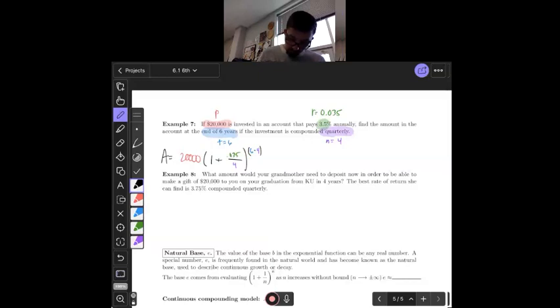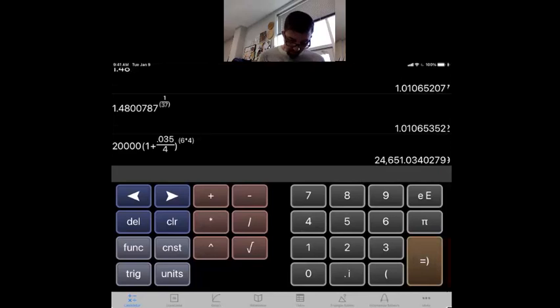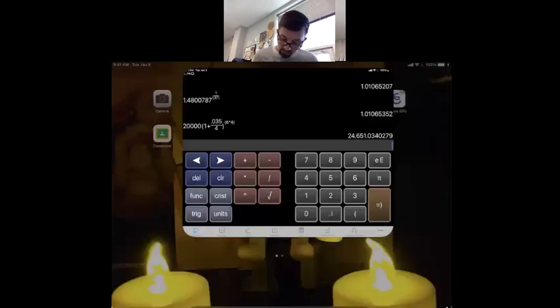20,000 times, parentheses, 1 plus 0.035 divided by 4, close those parentheses, to the 6 times 4 power. Check on that left side, make sure it looks like it typed out right: that 0.035 over the 4, and the 6 and the 4 both being put up there in the exponent. I get $24,651.03, since money is rounded to the hundredth.